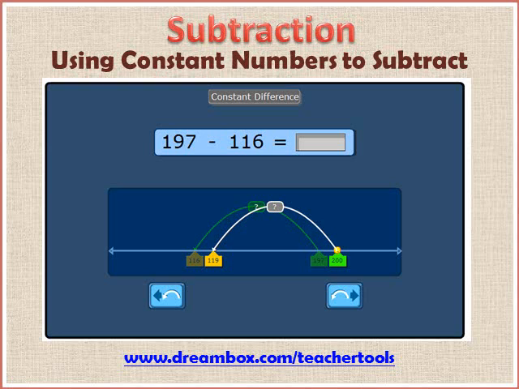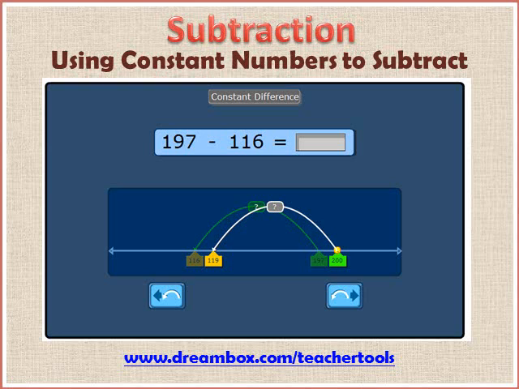What this means is that this problem right here, 197 minus 116, that's a really hard number for me to work with. So I'm going to make it an easier number by making the 197 200. So I added 3 to the 197 to make it 200. So I'm just going to add 3 to the second number to make it 119. But that makes it easier to subtract.